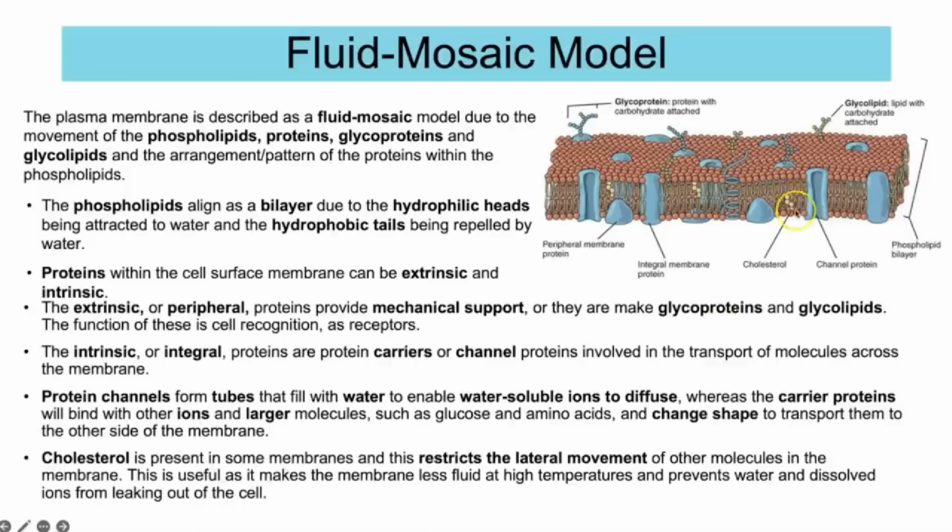Finally, there's cholesterol, which we can see just here. That's present in some membranes, and this restricts the lateral movement of other molecules in the membrane. And this is useful as it makes the membranes less fluid at high temperatures, and this will prevent water and dissolved ions from leaking out of the cell or out of an organelle.